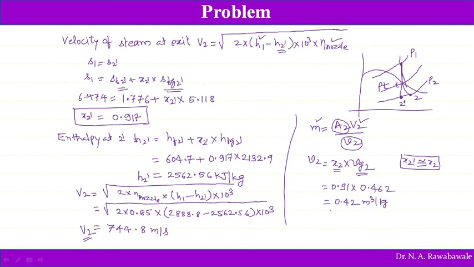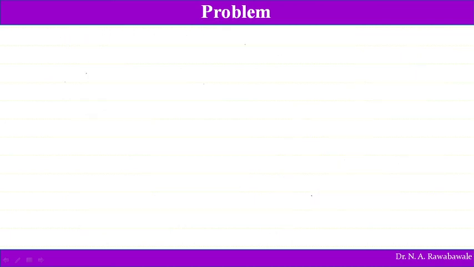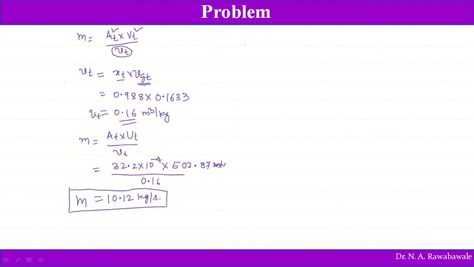Once we know specific volume v2, what we know in this equation is capital V2, small v2, and mass. Only area at exit is not known. So we write mass is equal to area at exit into velocity at exit divided by specific volume at exit. Here we want to find out area at exit. A2 is equal to m into v2 divided by capital V2. Mass flow rate is 10.12 kg per second, which we have calculated here.